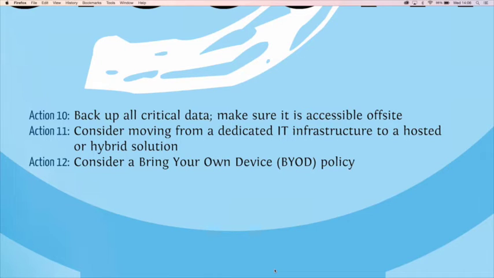If you haven't already, you should consider moving away from a dedicated on-site IT infrastructure. And what I mean by on-site is located on your premise to a hosted or hybrid solution or platform with applications available in the cloud and accessible from anywhere with an internet connection.